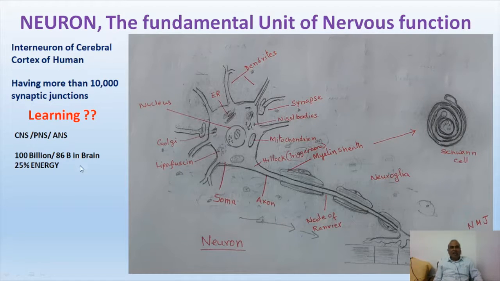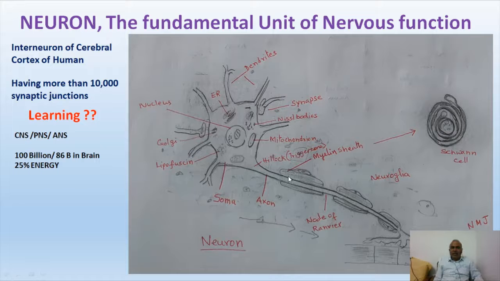The human body has 100 billion neurons. In the earlier lesson we discussed that out of 100 billion, 86 billion are in the brain only, and the remaining 14 billion are in the peripheral nervous system. Of the total energy our body receives, 25% goes to the brain.